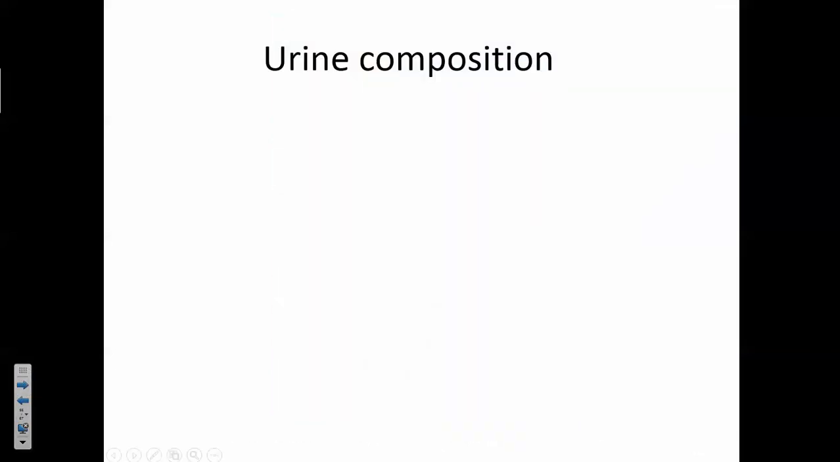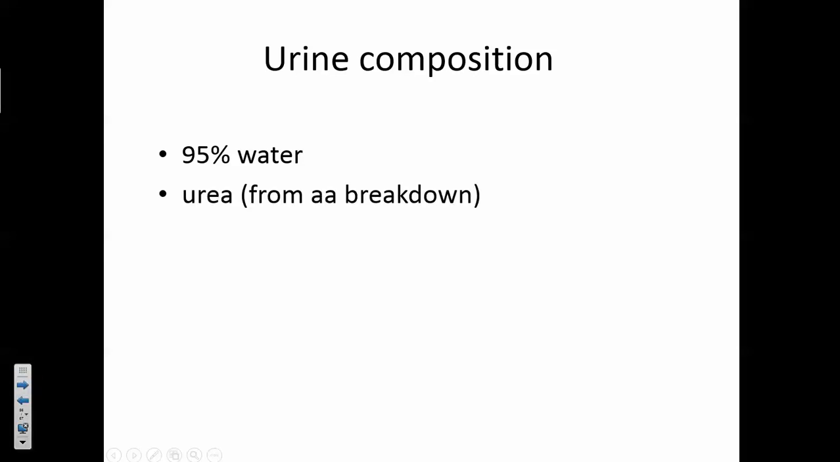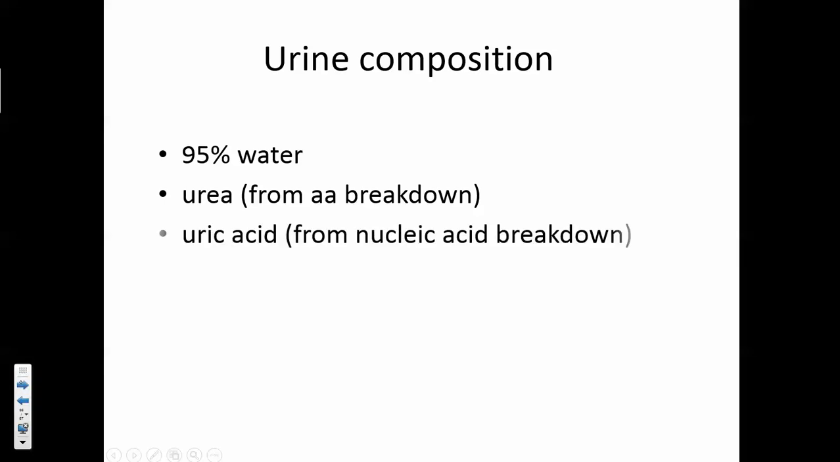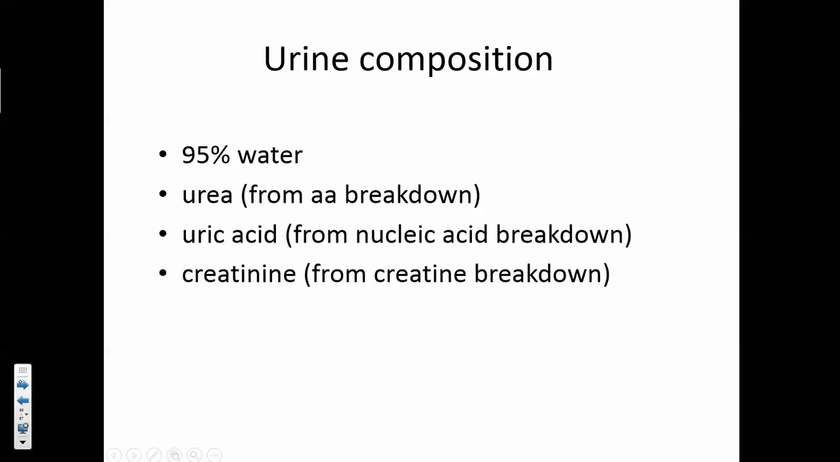So when it's all said and done, you filtered, you reabsorbed, and you've secreted. Now you have urine. If you've ever wondered what's in it, it's mostly water. And of course, the water content varies just depending on your body that day. Varies mostly with how much you drank that day. But it also contains some nitrogenous waste products like urea, uric acid, creatinine. Most of our urea comes from amino acid breakdown. Uric acid comes from nucleic acid breakdown, and creatinine comes from creatine phosphate breakdown.